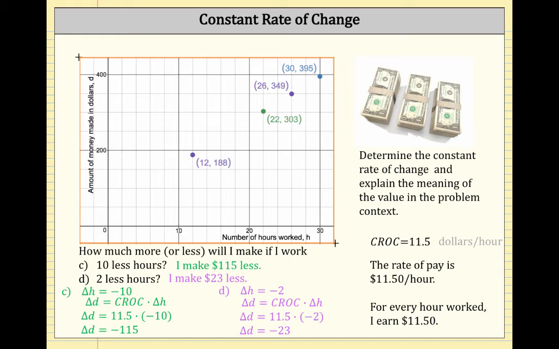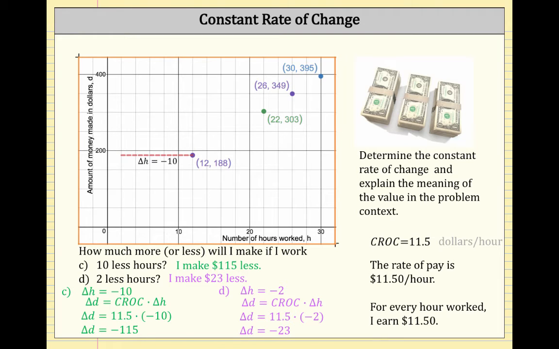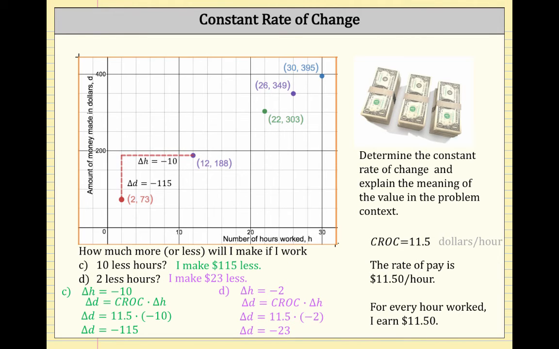So let's explore first what it would mean to work 10 less hours in relation to salary. So in this case, if I work 10 hours less from, let's say I chose my 12, 188. If I work 10 hours less than 12, that would mean that I make $115 less. So working 10 less than 12 would mean I work 2 hours, and making 115 less than 188 means I made $73. So the coordinate that goes with the point that you see here is 2, 73. If I work 2 hours, I made $73. Now you might start thinking about what that might mean, we'll come back to this point shortly.